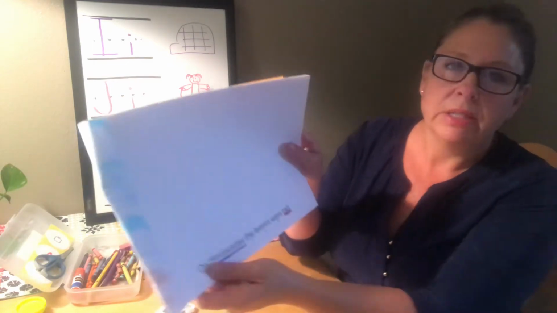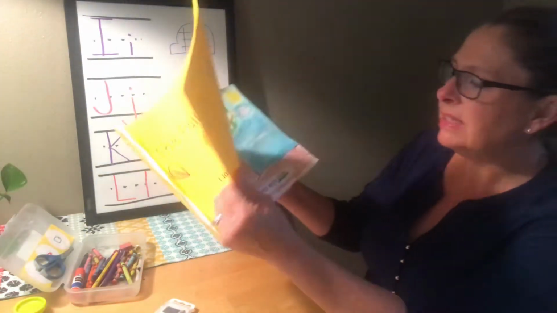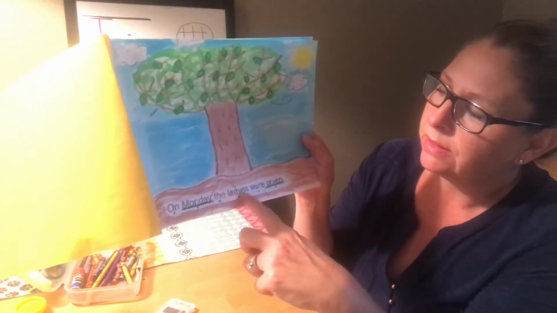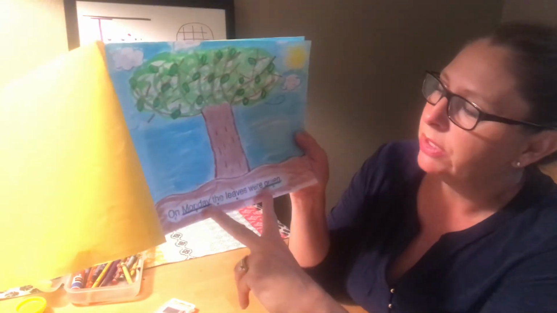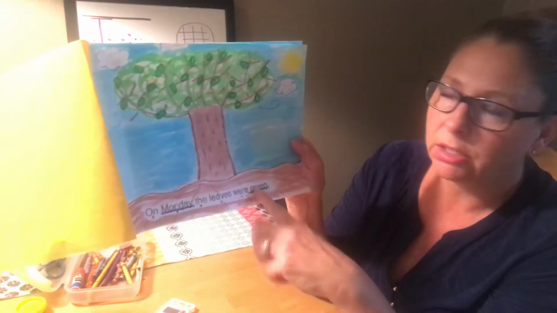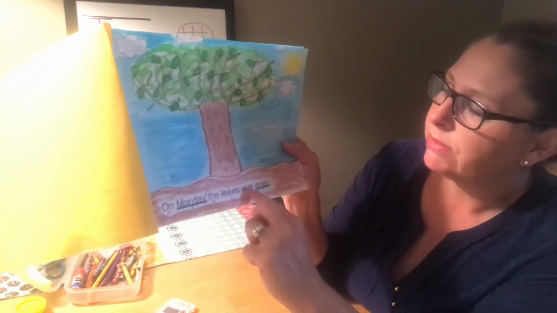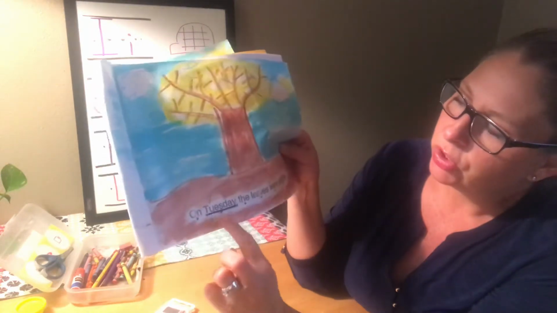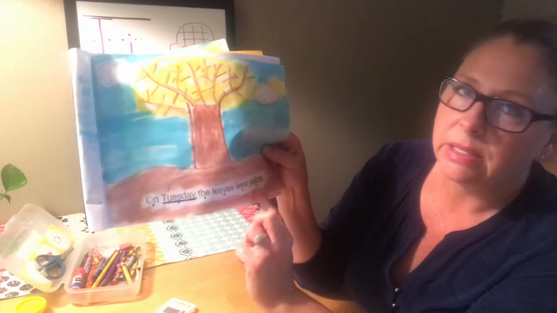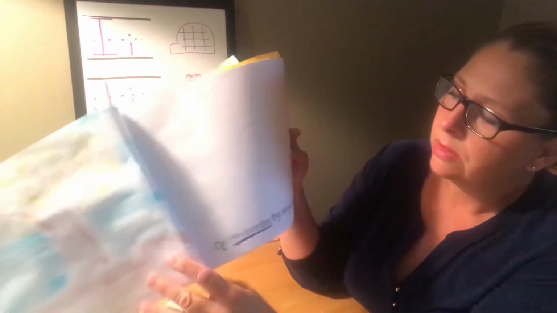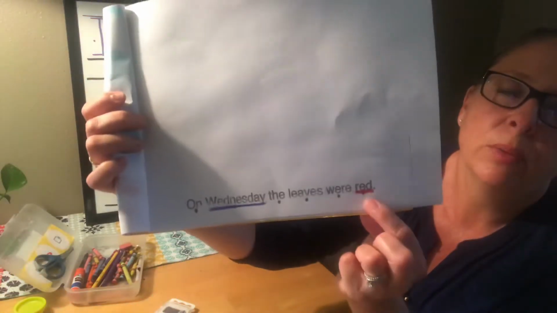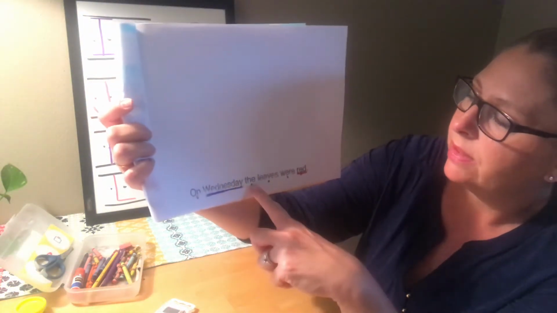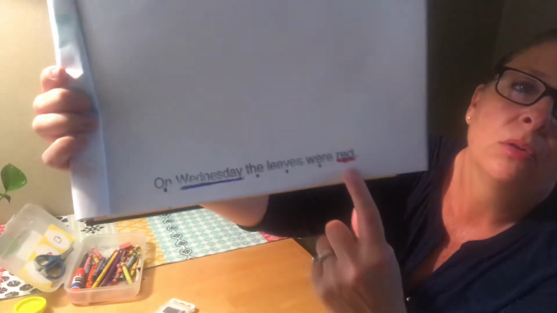I want you to notice in this book that the sentences are following a pattern. On blank, the leaves were blank. So these 2 words are the only ones changing, the day of the week and the color. So on Monday, the leaves were green. On Tuesday, the leaves were yellow. And then do you remember what color for Wednesday? After Tuesday comes Wednesday. On Wednesday, the leaves were red.